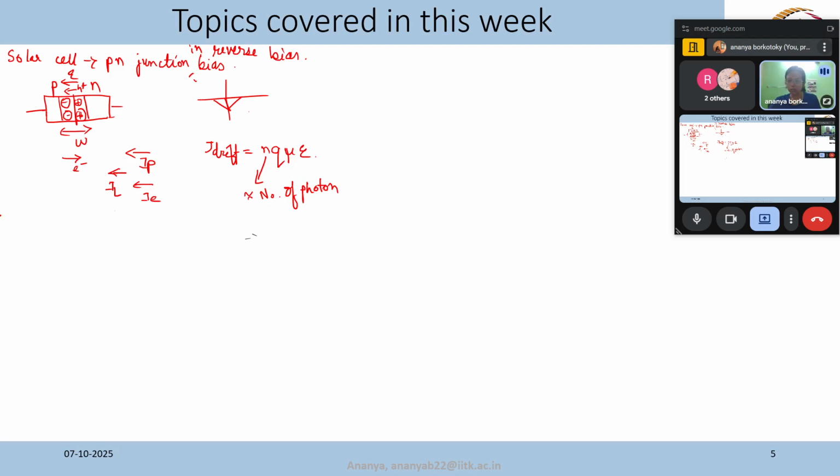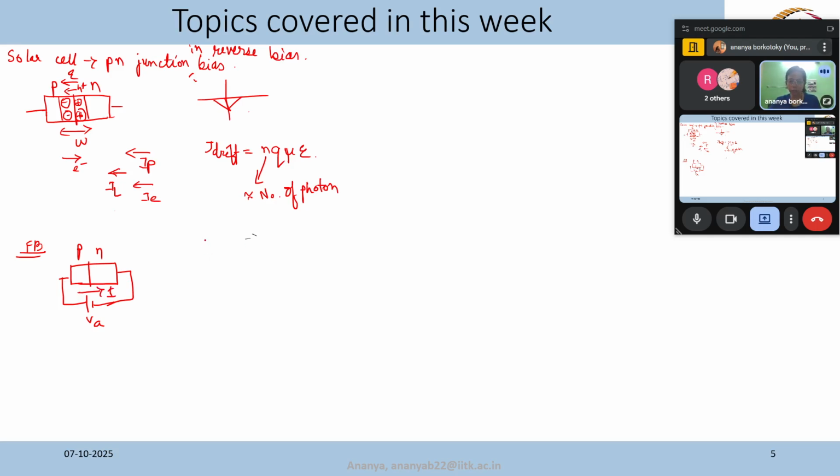Now in general, what happens if we have forward bias? We have this P, N. P is connected to the positive terminal of a battery, VA, and N is connected to the negative terminal. So our current direction is this I, the diode current direction.